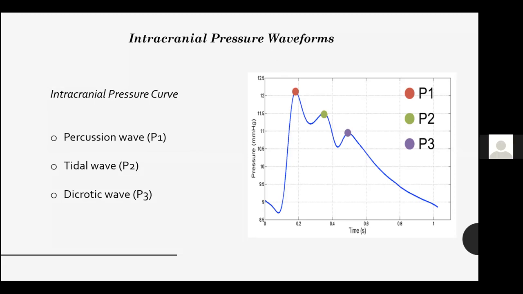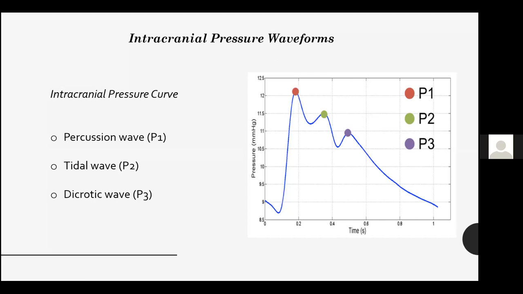It actually coincides with the dicrotic notch or closure of the aortic valve. So P2 is very important. That is the tidal wave that shows the elasticity. If P2 goes above P1, it means that there is something wrong within the brain.